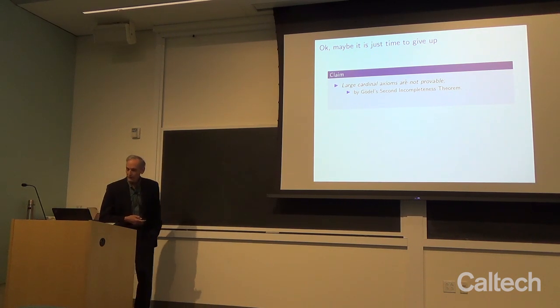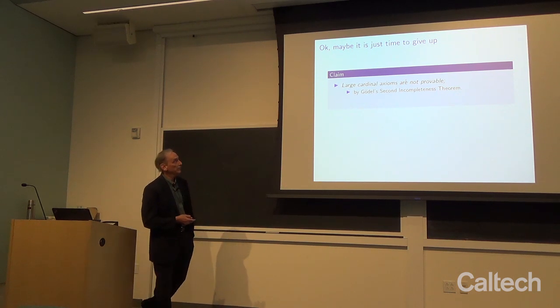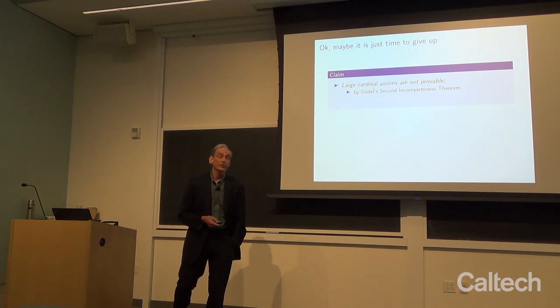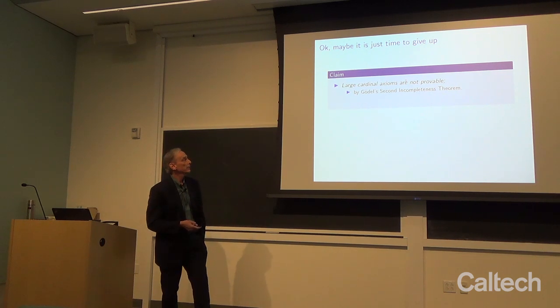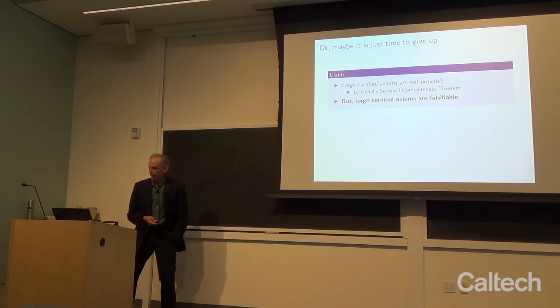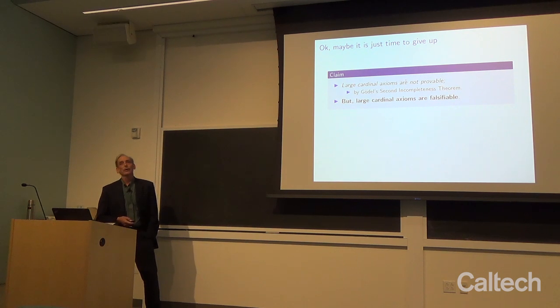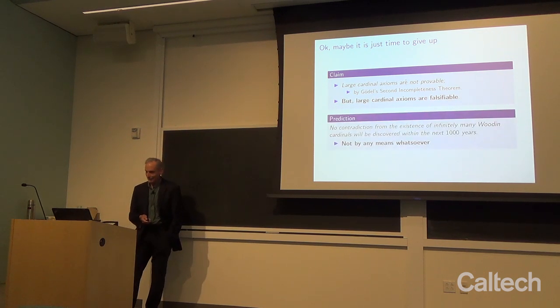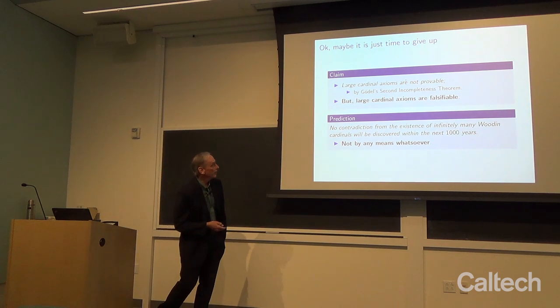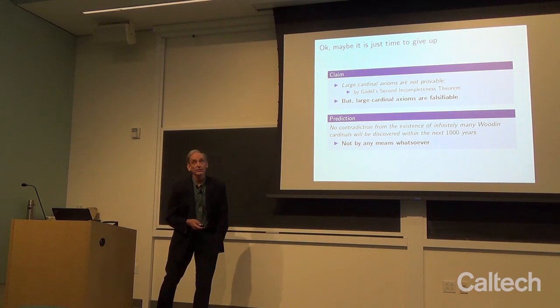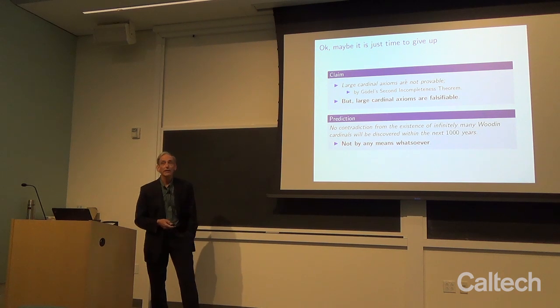Well, large cardinal axioms, which are axioms that assert the existence of very large sets, are not provable by Gödel's second incompleteness theorem. The large cardinal axioms are falsifiable. They might lead to a contradiction. So I'll make my standard prediction. No contradiction in the existence of infinitely many Woodin cardinals will be discovered in the next 1,000 years. Not by any means whatsoever.